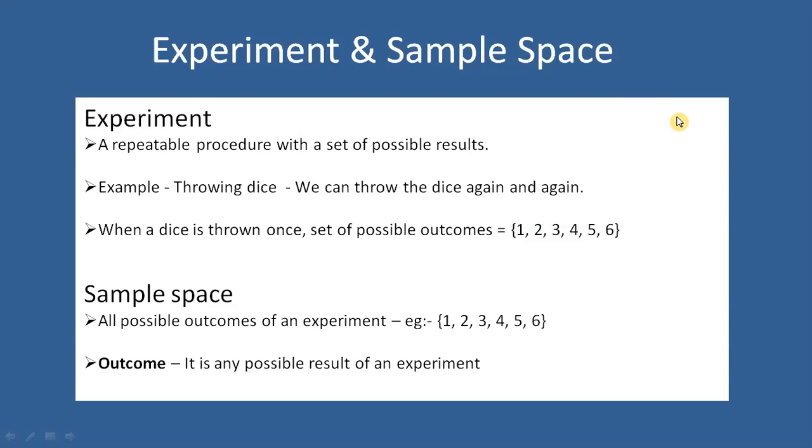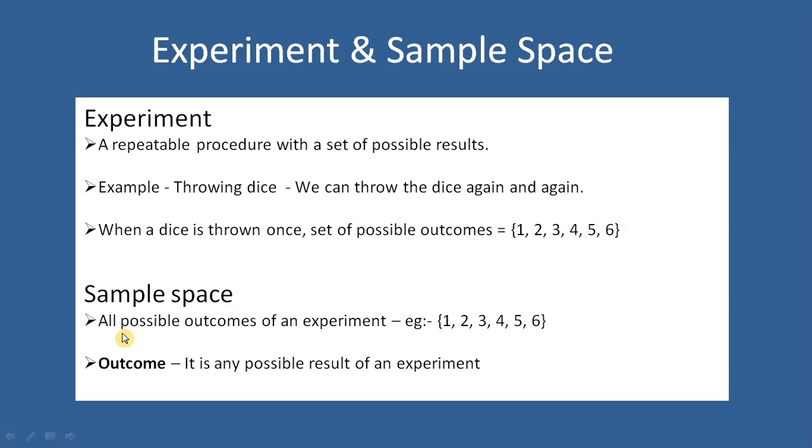Let us start discussing the other important terms in probability. What is an experiment and sample space in probability? Experiment. Experiment is a repeatable procedure with a set of possible results. Let us understand with some example. When you throw a dice, we can throw the dice again and again, which means it is a repeatable procedure. We can call this as an experiment. What is the possible results we get when you throw a dice? The set of possible outcomes are 1, 2, 3, 4, 5, 6. These set of possible outcomes are called sample space.